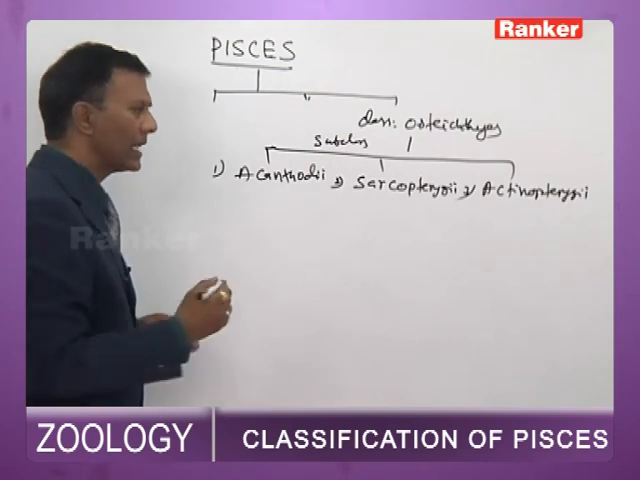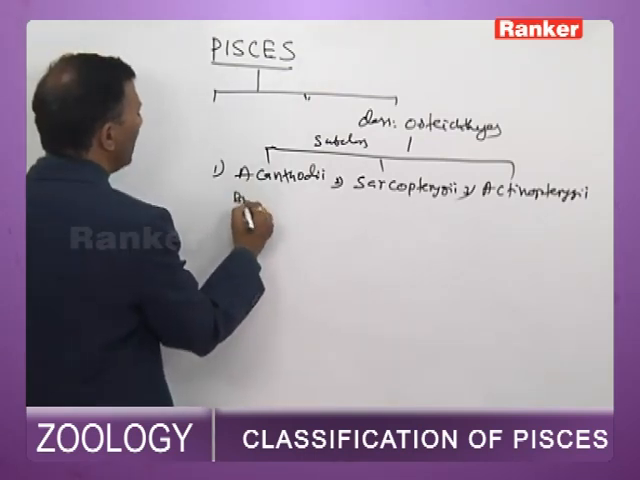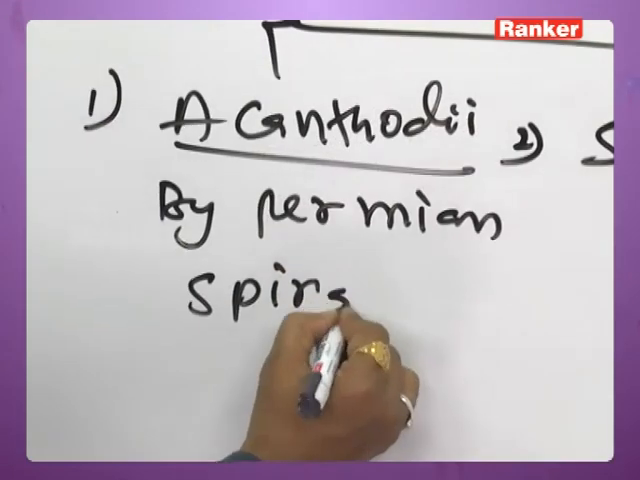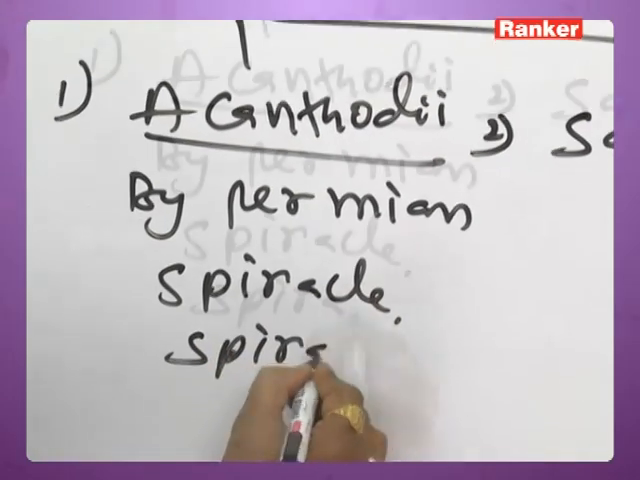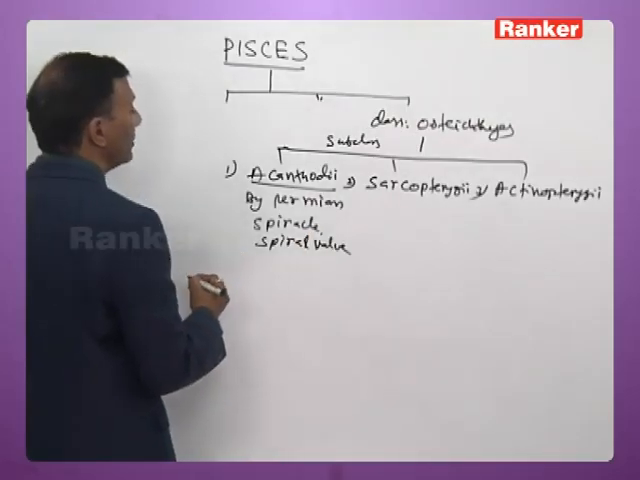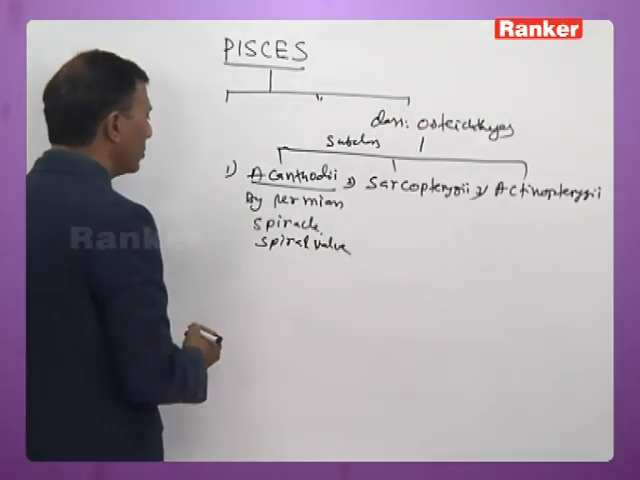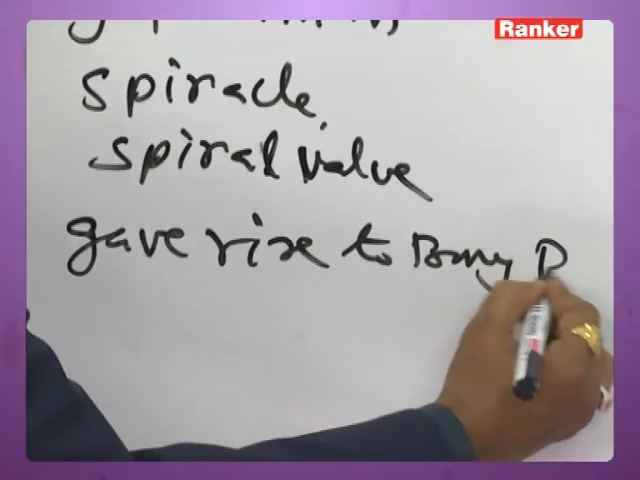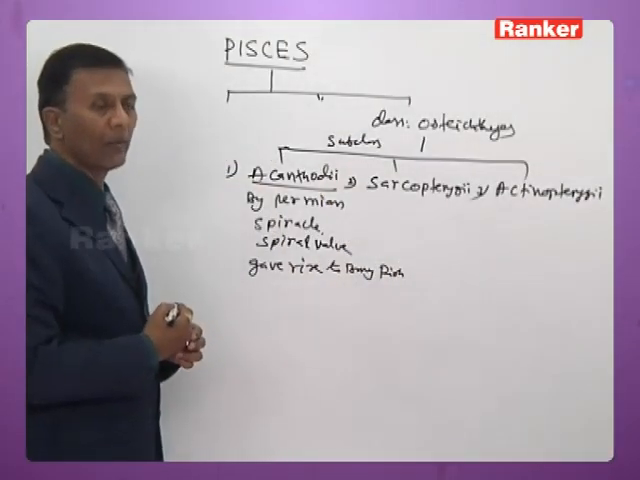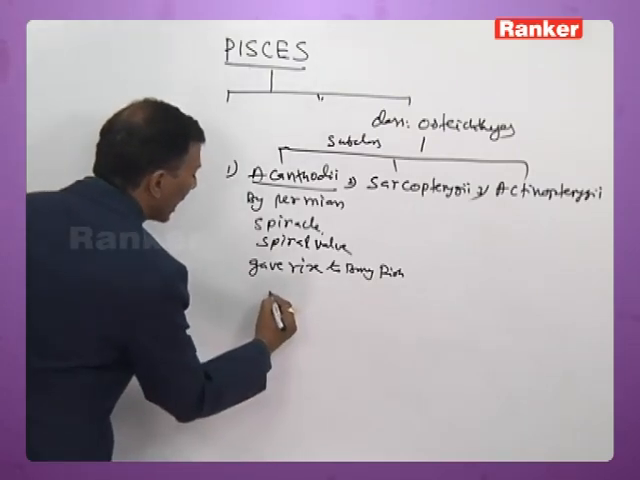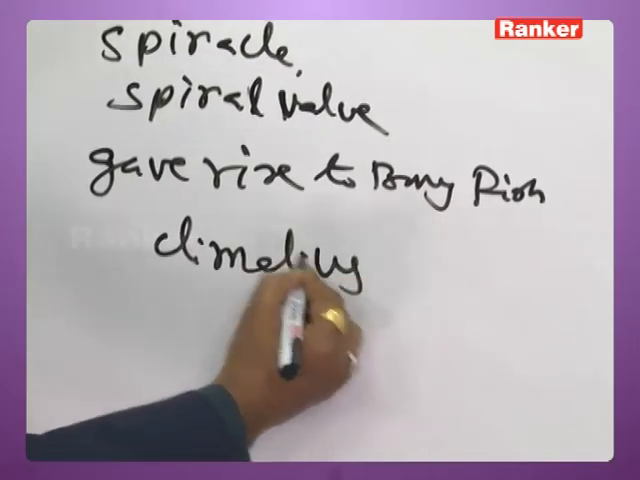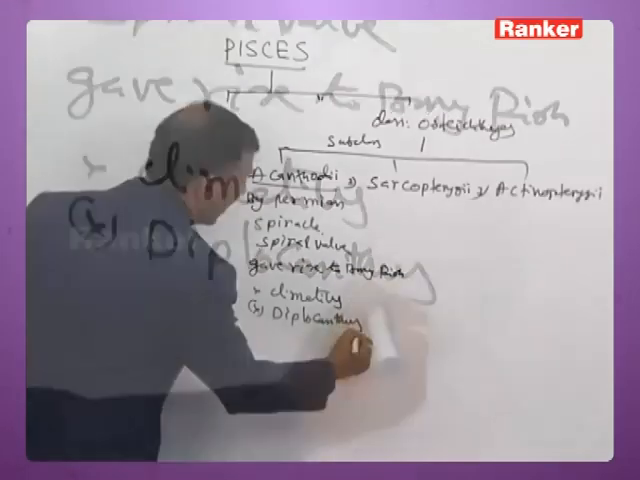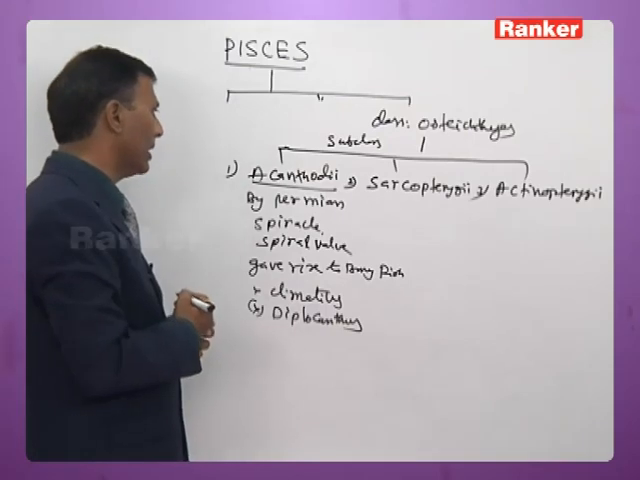Now Acanthodii, they are extinct. They became extinct by Permian. Spiracle and spiral valve both are present. Now they gave rise to all the other bony fish. The examples for this are Climatius and Diplacanthus. Climatius and Diplacanthus are the examples for Acanthodii.